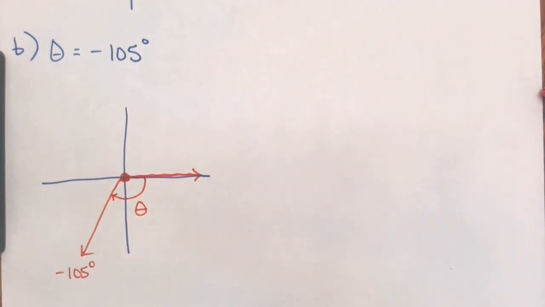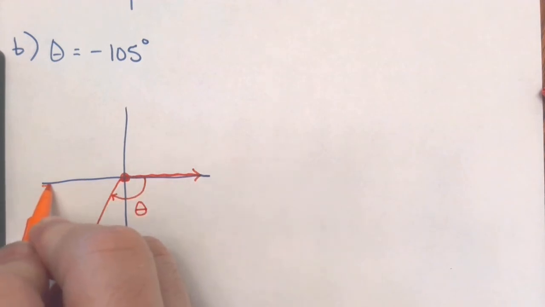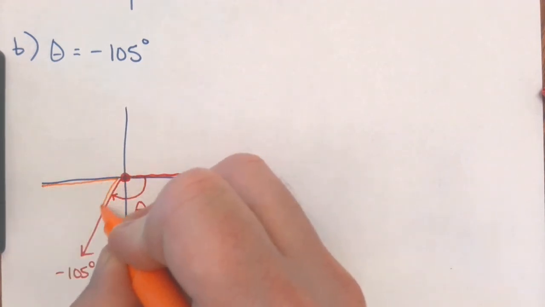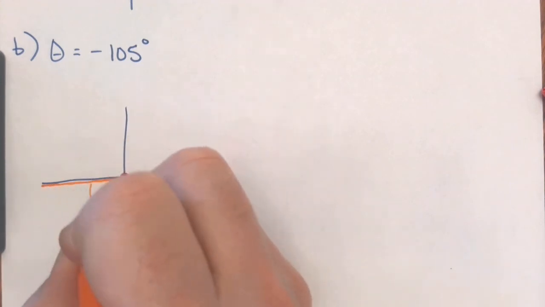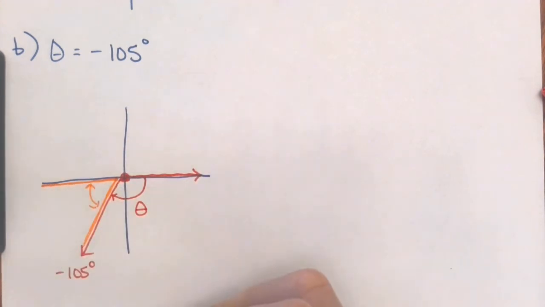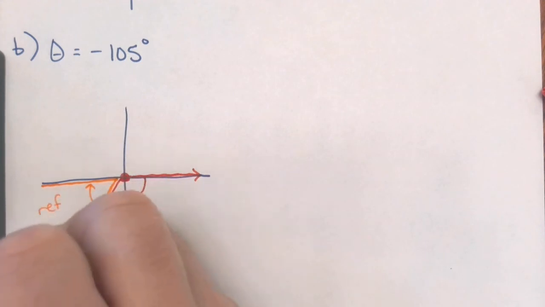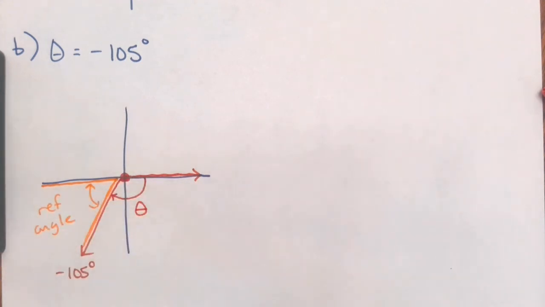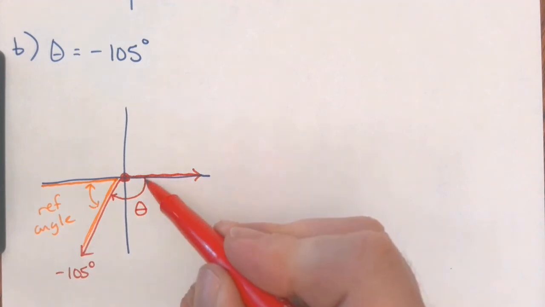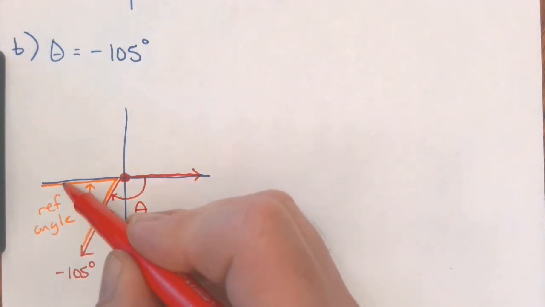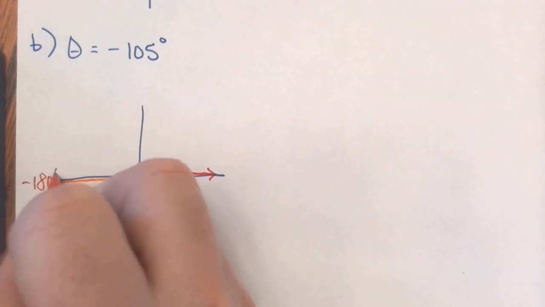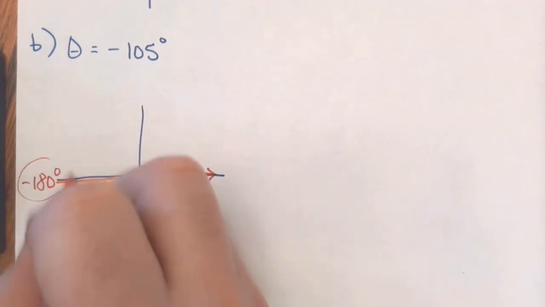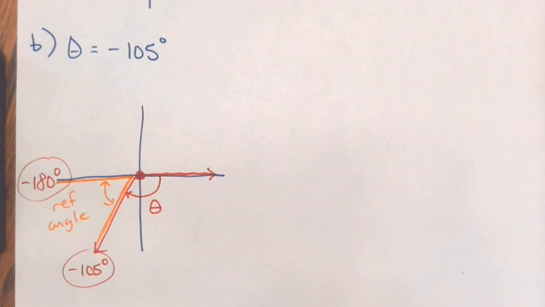What we are interested in doing is finding our reference angle, which is the angle left over here. If you were to go to the nearest x-axis. So here is our reference angle. If I were to rotate all the way around to this angle, that would be a negative 180 degrees, and I can just subtract those and do that calculation.